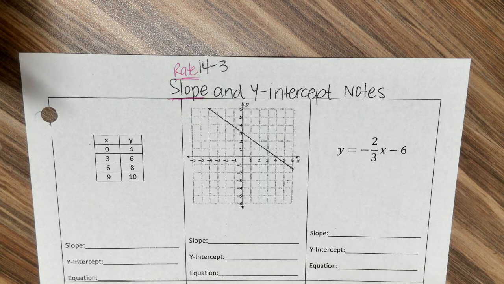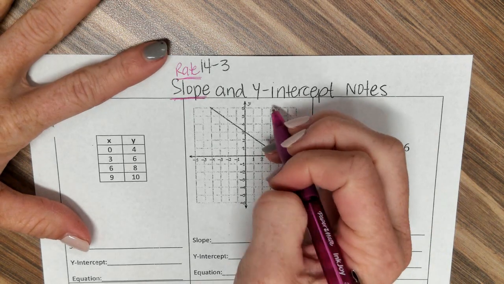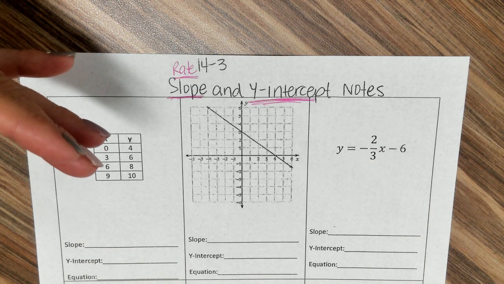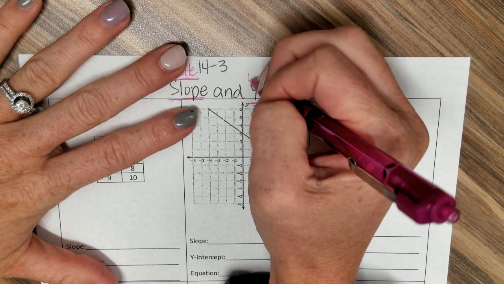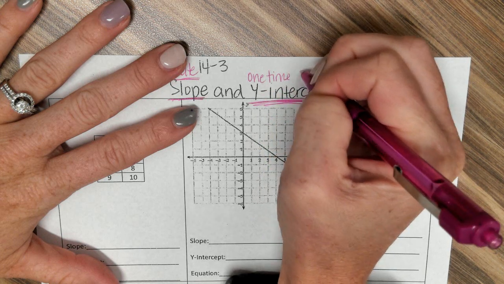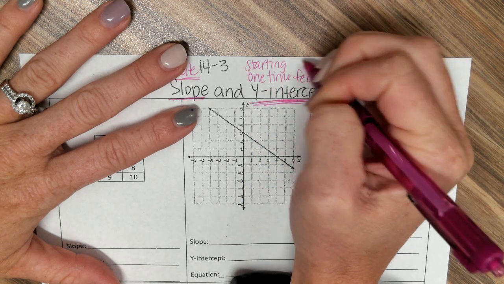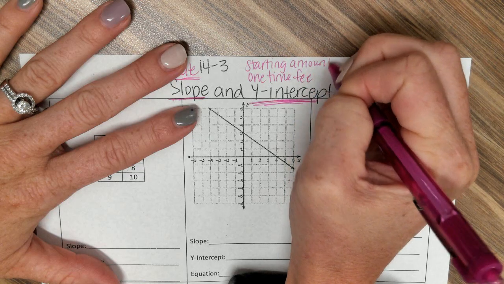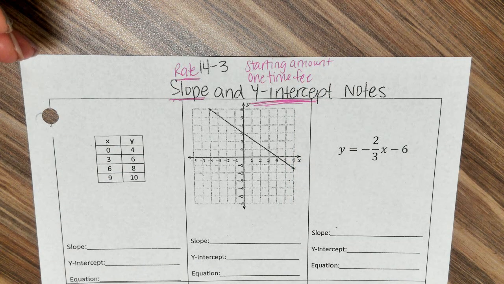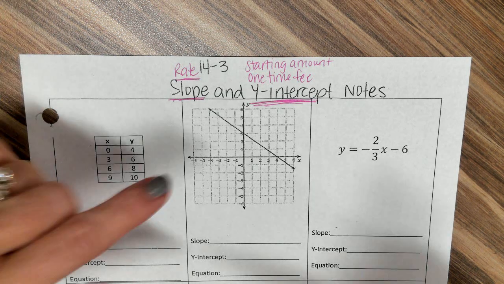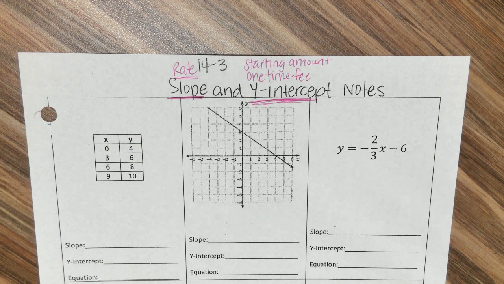Are y'all with me? Okay, they might ask for the y-intercept, or what other words would they use? One-time fee. What else? Starting amount. Now, a lot of times for starting amount, they like to use the words initial fee. Y'all do realize initial means starting. So they're going to use those different vocabulary words, and you have to know they mean the same thing as slope or y-intercept.